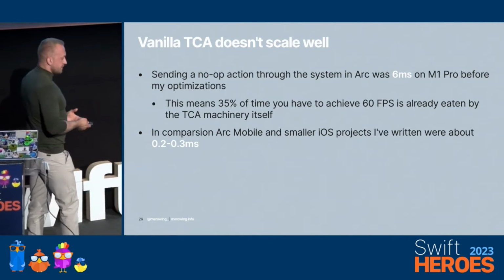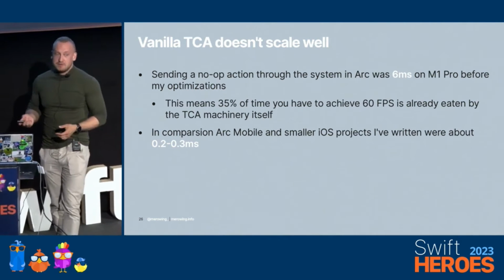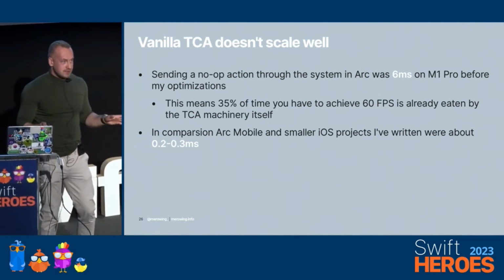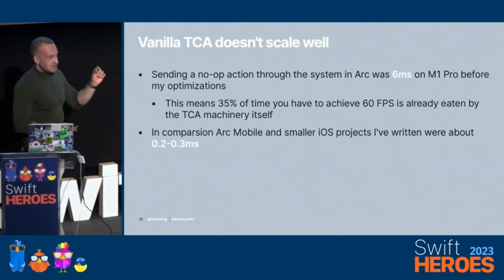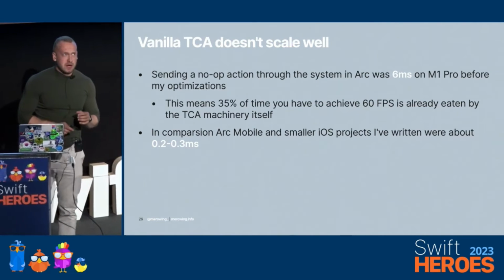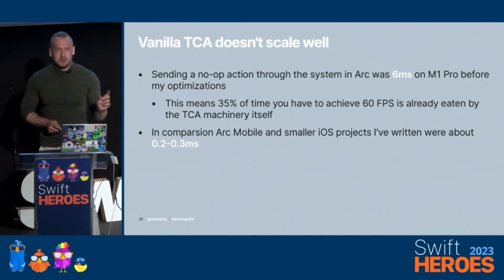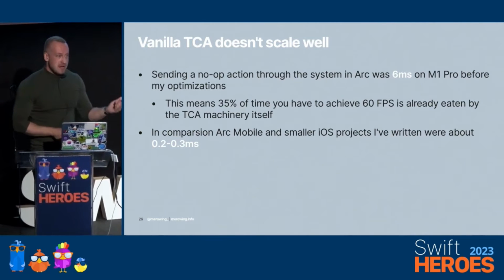If you want to achieve 60 frames per second, you have 16 milliseconds on normal machines. If you have ProMotion, you are screwed, because ProMotion is 120, right? So 6 milliseconds for not doing anything, it's terrible. I optimized it down, I think before I left the company, to 2.5, 3 milliseconds, depending on the architecture. For mobile projects, that's better.